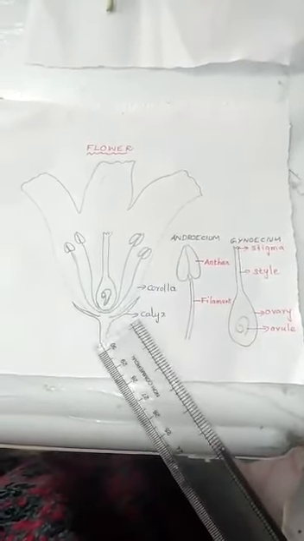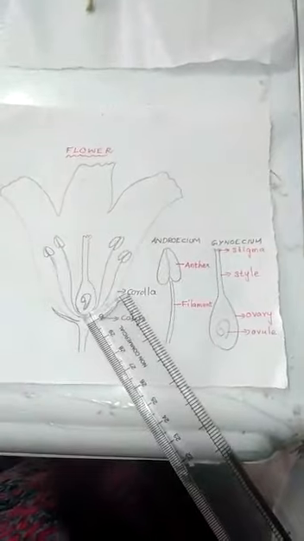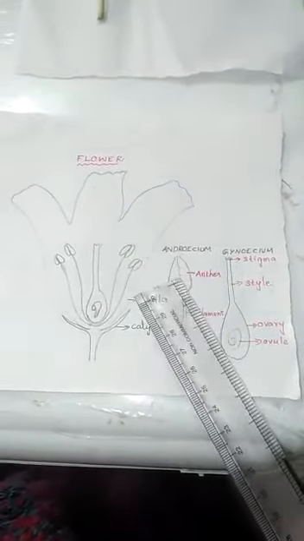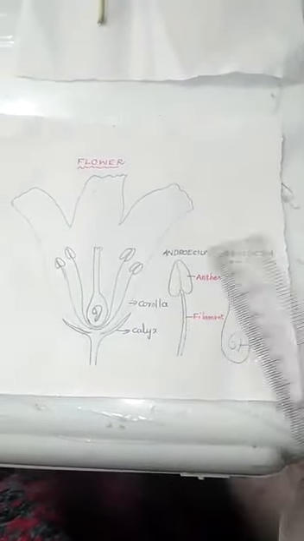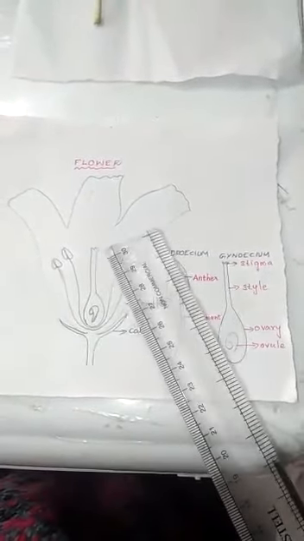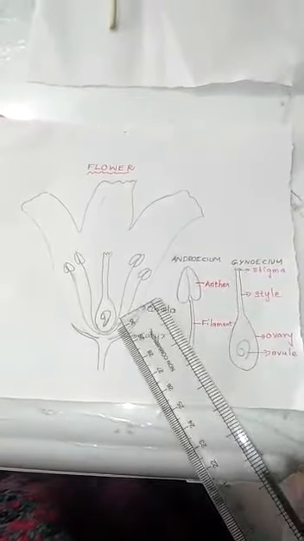Let's see the parts of the flower. The outermost whorl is calyx, it is made up of sepals. Next layer, corolla, it's made up of petals. The next, the male part, androecium, it consists of anther and filament. The female part consists of stigma, style, then ovary.